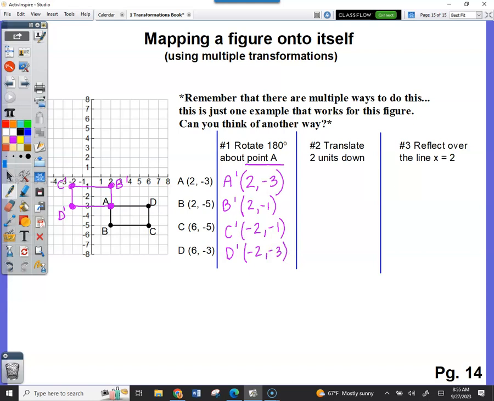Now, what I'd like you to do is the last two columns. Number 2 says you're going to translate 2 units down. That rule means x stays the same and y minus 2 would move it. Then you'll notice you're reflecting over a random horizontal or vertical line. You've got to remember Hoy Vux here to draw that random line.